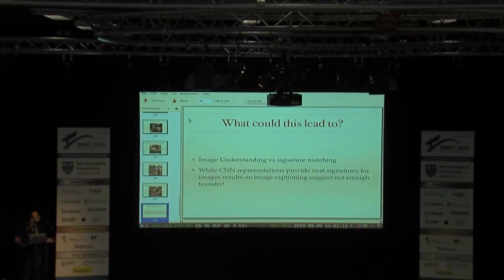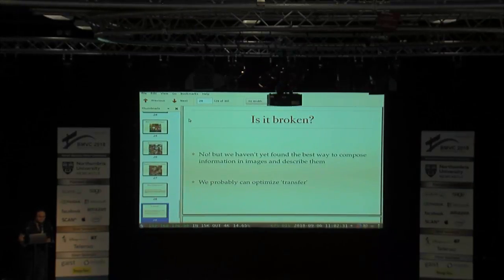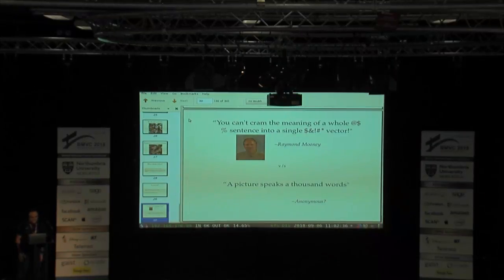So what could this lead to? Well, image understanding right now is almost like a signature matching thing. At least for image captioning, we are not really doing image understanding and then captioning. CNN representations do provide neat signatures, but I'm not sure they are the optimal representations for transfer. So for that, thank you.